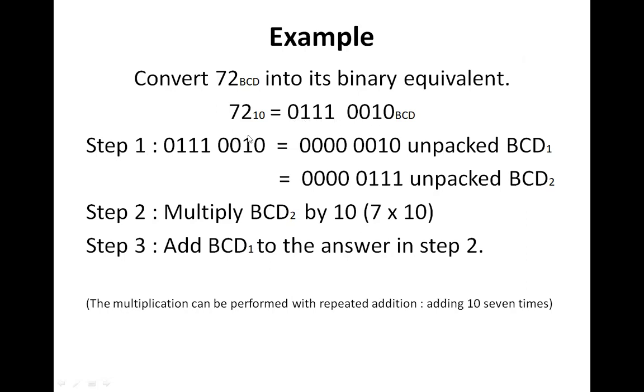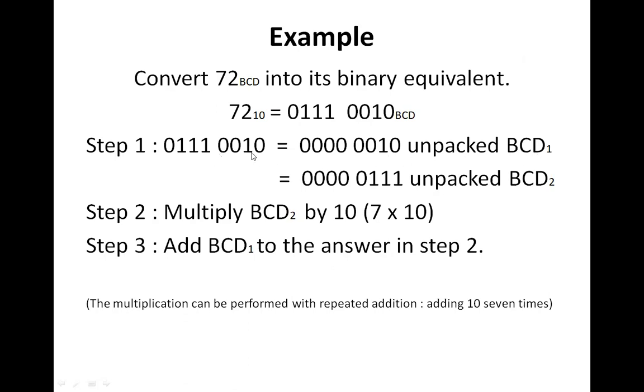So what is step number 1? This 72 BCD is a packed BCD, so the value which we are getting is the packed value. We have to unpack it, meaning we have to separate 0111 as well as 0010. How do we do it? First of all, all these bits become 0 and then we take 0010. So this is called unpacked BCD1.